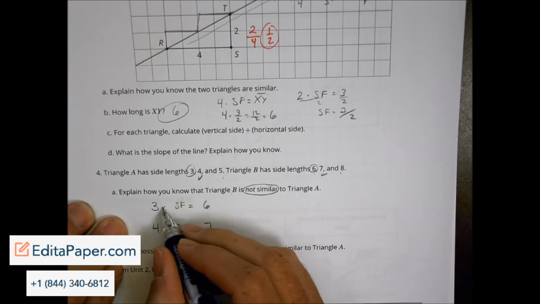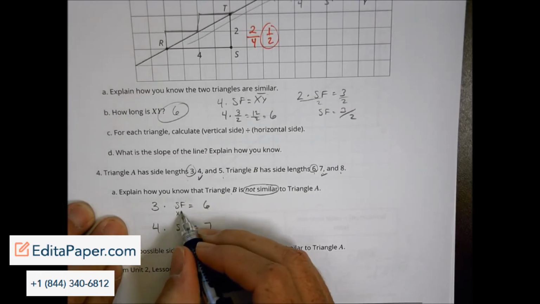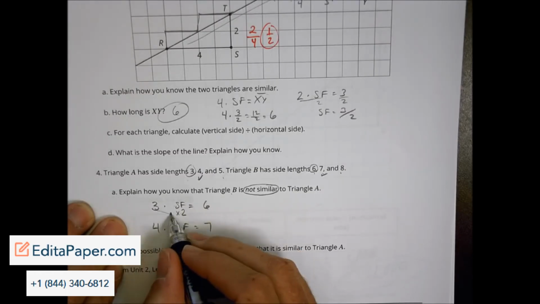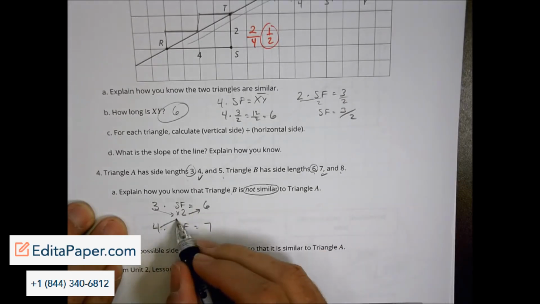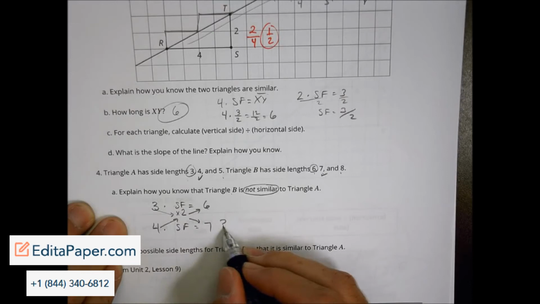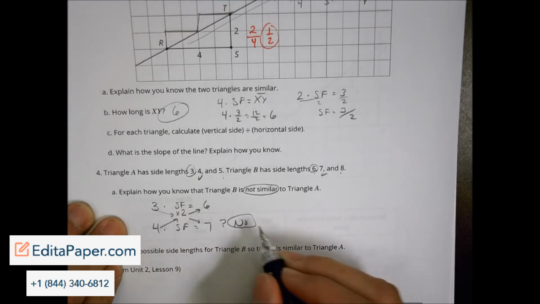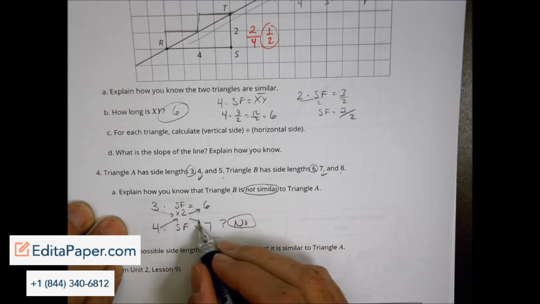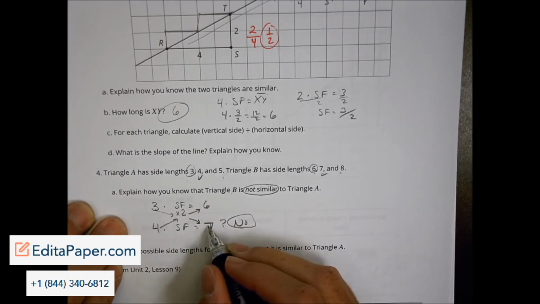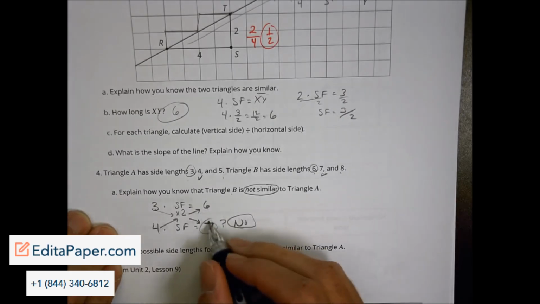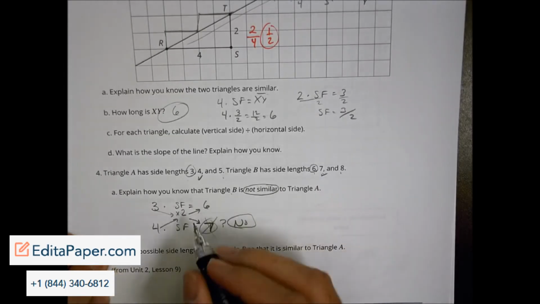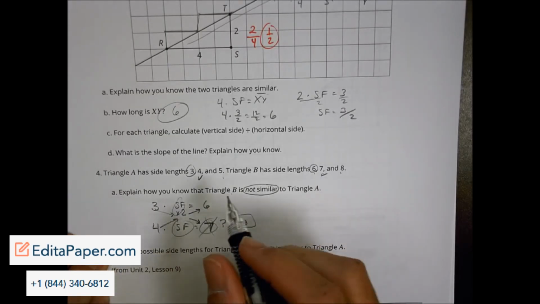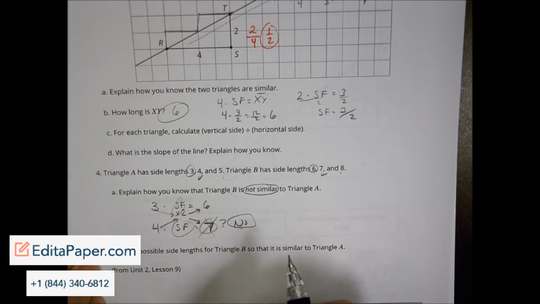If I use, for example, 2, 3 times 2 is 6. That's true. But is 4 times 2 equal to 7? We would say, no, it's not. It's 8. It's not 7 is what I meant to say. And since it doesn't equal 7, this is how we know these triangles are not similar. The scale factor needs to be the same for all the corresponding lengths in order for that to be true.